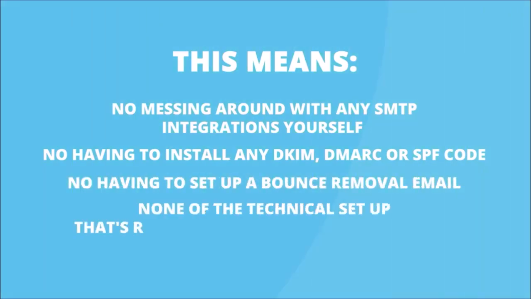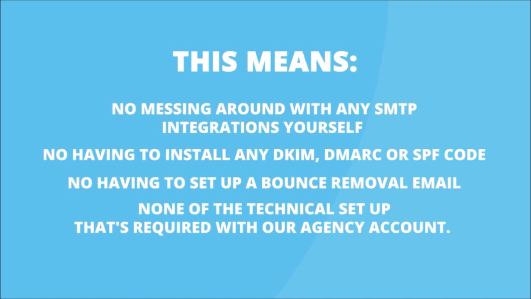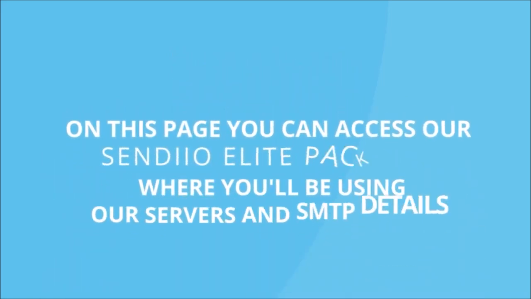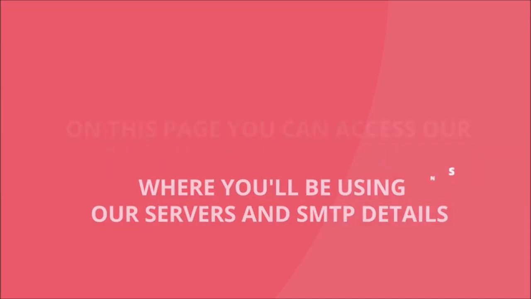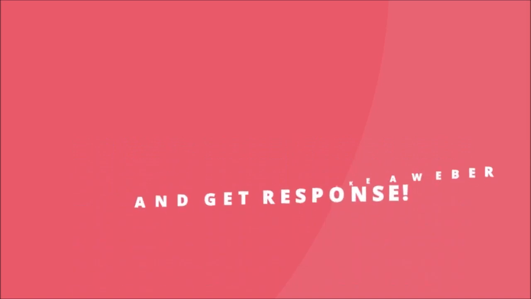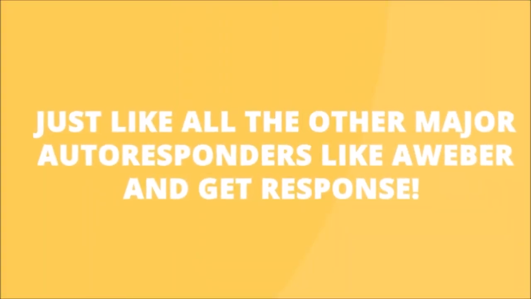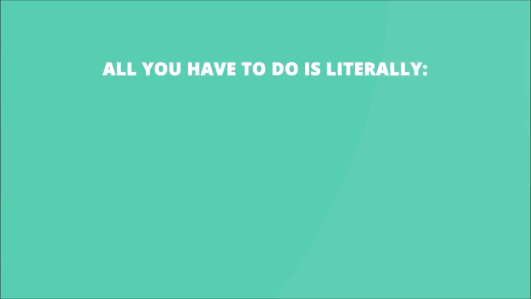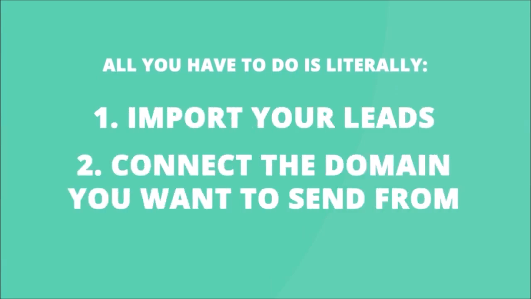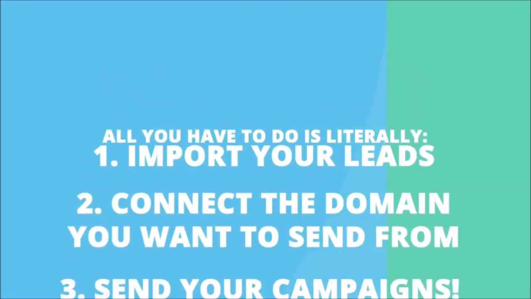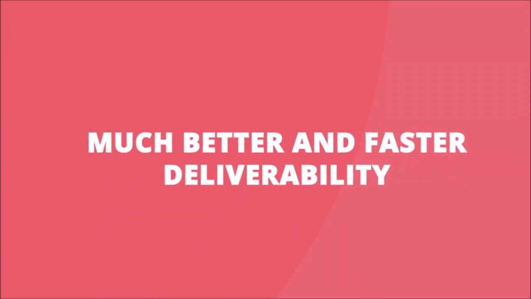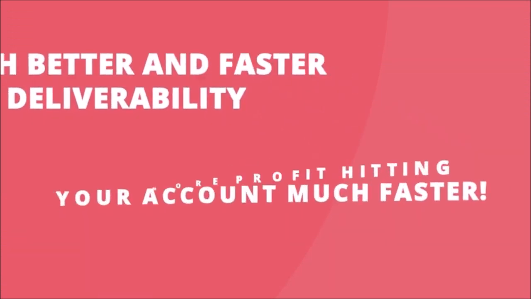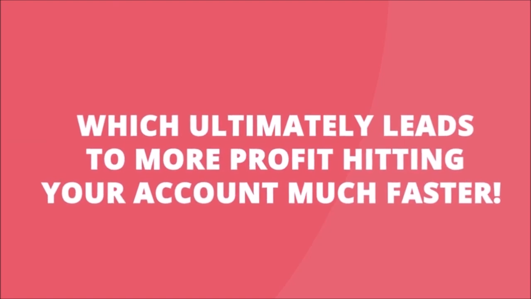none of the technical setup that's required with our agency account. On this page, you can access our Sendiio Elite package, where you'll be using our servers and SMTP details to send your campaigns just like all the other major autoresponders like Aweber and GetResponse. All you have to do is import your leads, connect the domain you want to send from, and send your campaigns. That is it. By using our seasoned IP address and already warmed up server, you can bank on much better and faster deliverability, which ultimately leads to more profit hitting your account much faster. Let me show you how much faster you can get up and running with our Sendiio Elite account.